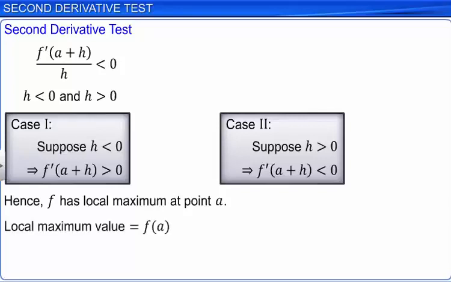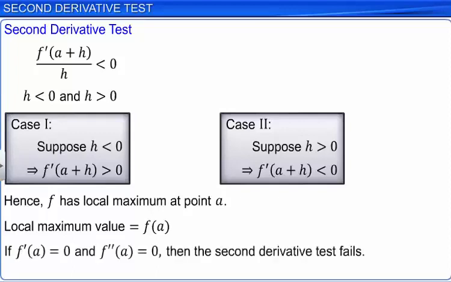The second derivative test fails if the second derivative is also 0. In this case, we follow the first derivative test. Now, let us learn the working rules to find the local maximum and local minimum values.